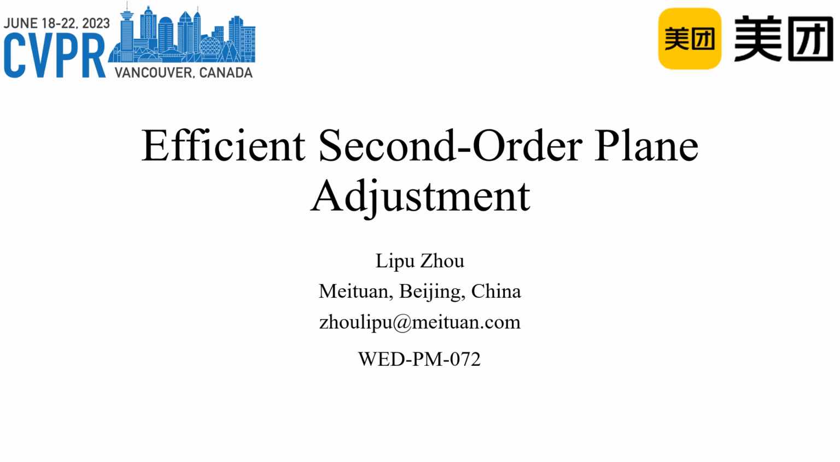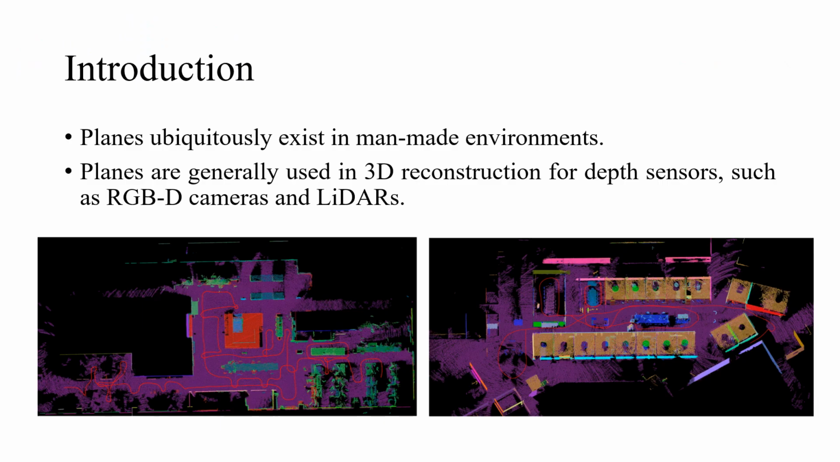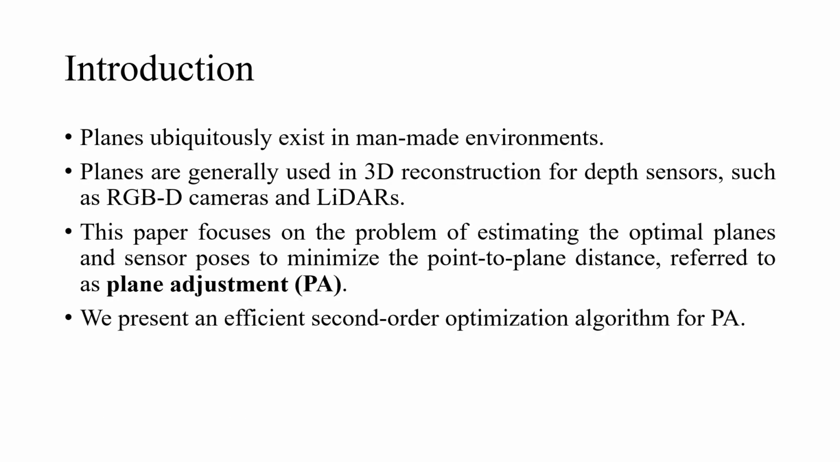Today I'm going to introduce our work, Efficient Second-Order Plane Adjustment. Planes ubiquitously exist in man-made environments, so planes are generally used in 3D reconstruction for depth sensors such as cameras and LiDARs, as demonstrated by the following examples. This paper focuses on the problem of estimating optimal planes and sensor poses to minimize the point-to-plane distance, referred to as plane adjustment, or PA.